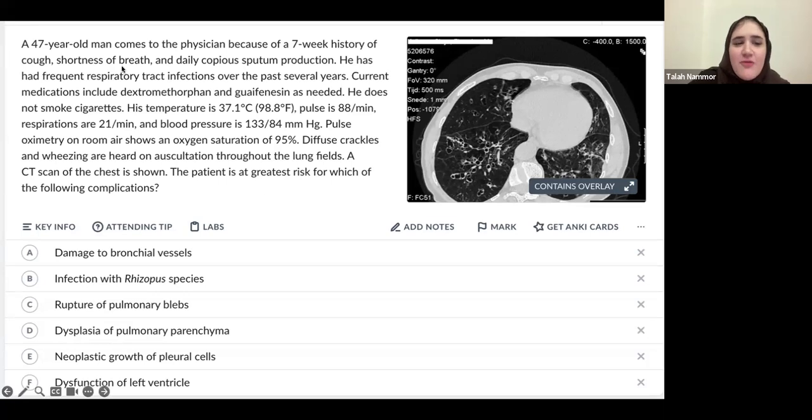Alright, let's read. A 47-year-old man comes to the physician because of a 7-week history of cough, shortness of breath, and daily copious sputum production. He has had frequent respiratory tract infections. Current medications include dextromethorphan and guaifenesin as needed. He does not smoke cigarettes. His temperature is 37.1. Diffuse crackles and wheezing are heard on auscultation throughout the lung fields. CT scan is shown. What do you guys think?